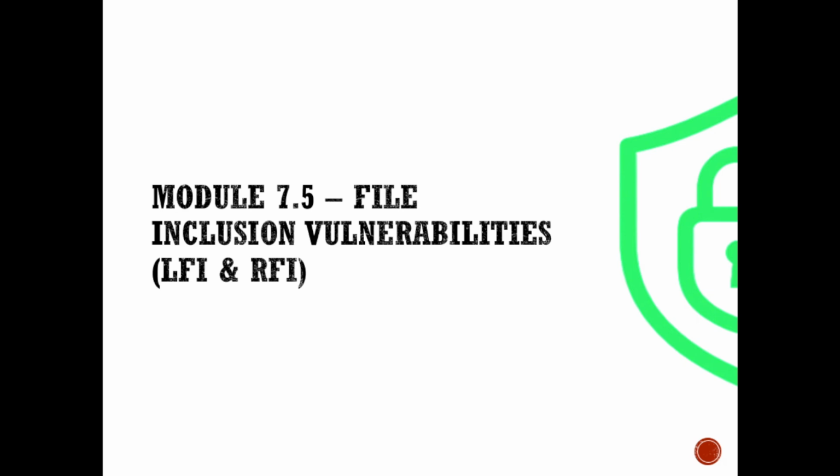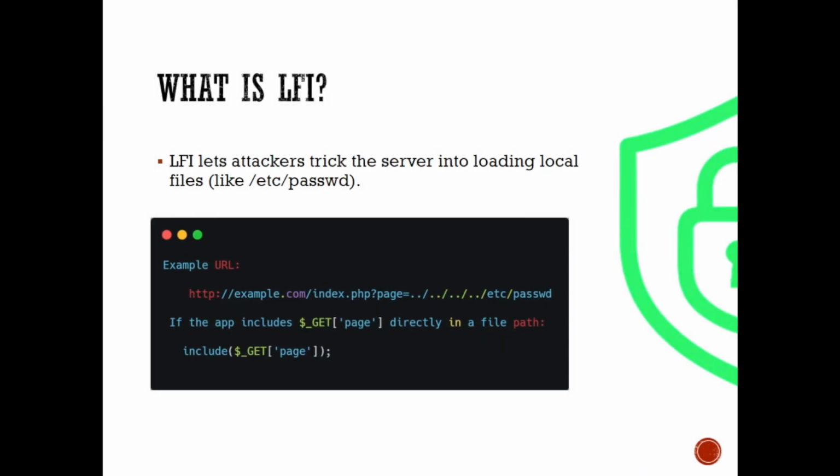Welcome back, hacker. In this module, we're exploring file inclusion vulnerabilities, a powerful technique often leading to arbitrary code execution, information disclosure, or even remote access. Let's break it into two types: LFI, local file inclusion, and RFI, remote file inclusion. Both occur when a web app dynamically loads files based on user input without proper validation. What is LFI? LFI lets attackers trick the server into loading local files, like /etc/passwd.